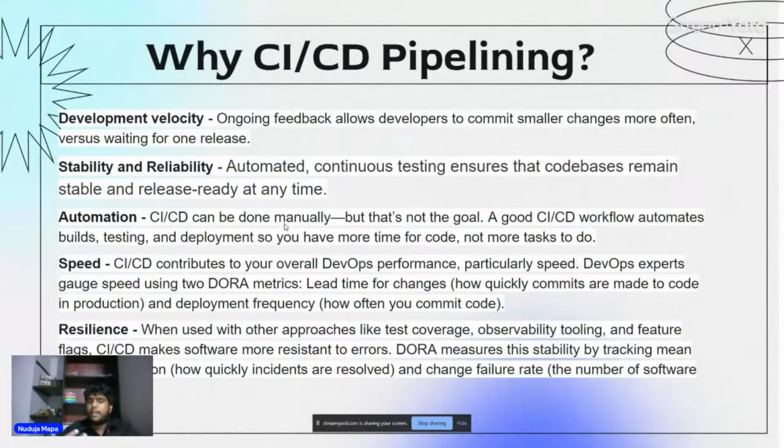Automation. CI/CD can be done manually, but that's not the goal. A good CI/CD workflow automates builds, testing, and deployment, so you have more time for code, not more tasks to do. It is a waste to use valuable manual labor for a task which can be easily automated. Speed. CI/CD contributes to overall DevOps performance, particularly speed. Resilience. When used with other approaches like test coverage, observability tooling, and feature flags, CI/CD makes software more resistant to errors.